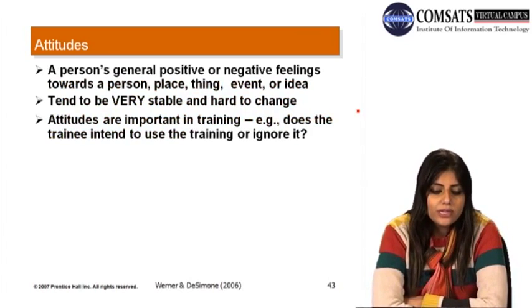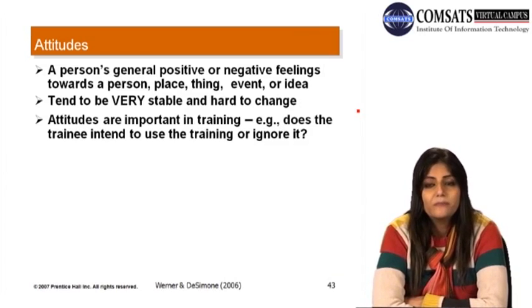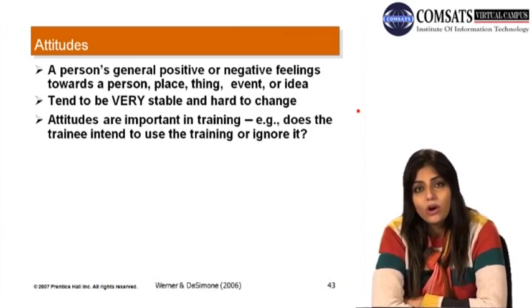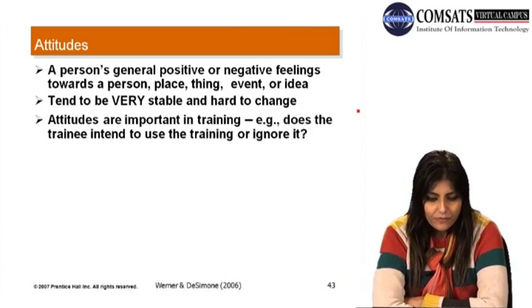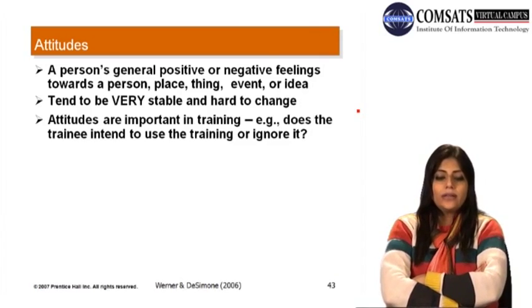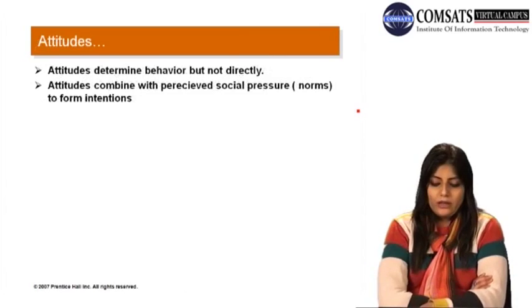Then we have the attitudes, a person's general positive or negative feelings towards a person, place, thing, event or idea. They tend to be very stable and hard to change. So the attitudes are important in training. For example, does the trainee intend to use the training or ignore it? Right, so if you have the positive attitude or you have the negative attitude, and these attitudes, as we see, are stable and they hardly tend to change.